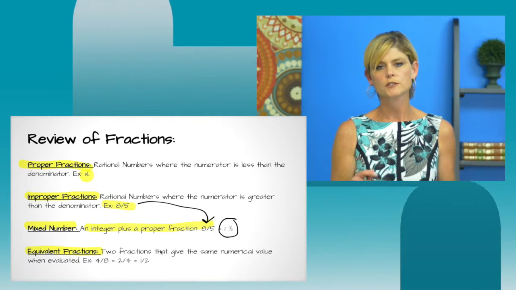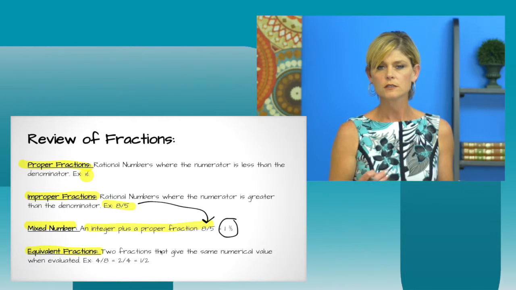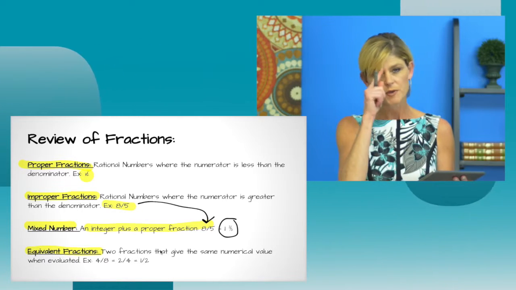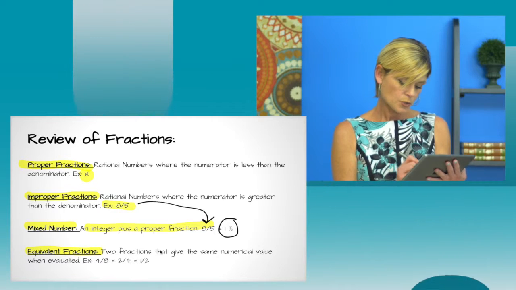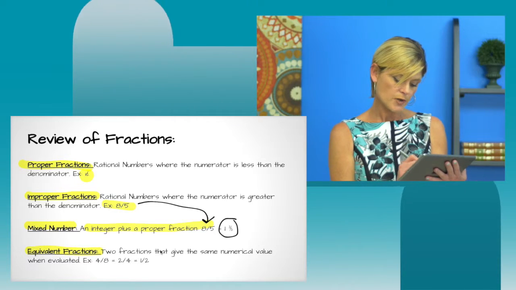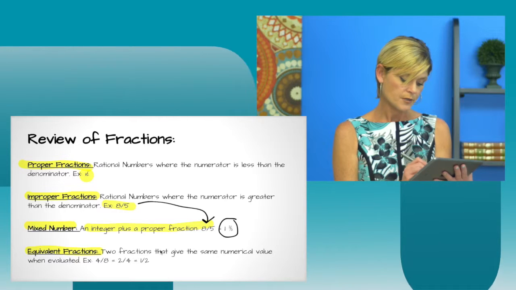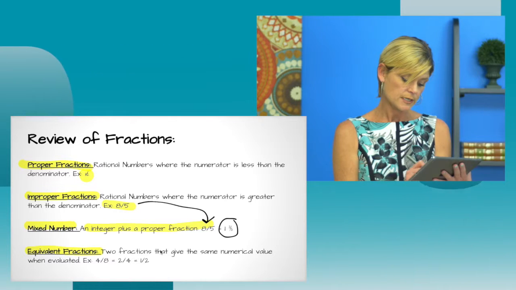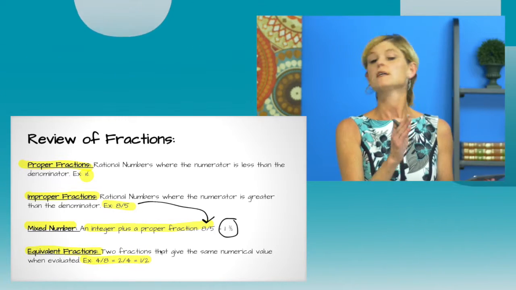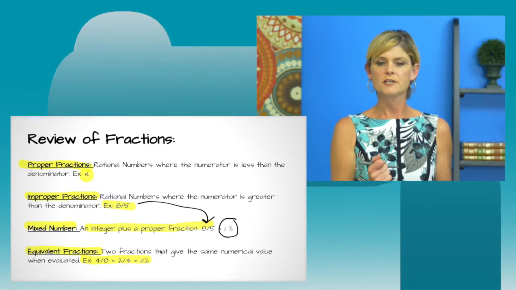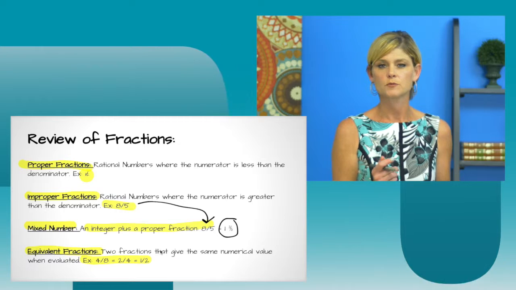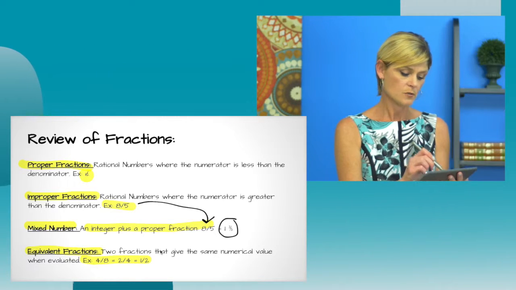And then I just wanted to take a second and talk about equivalent fractions. It's really important that you have a strong working knowledge of equivalent fractions, especially when we're ordering rational numbers. So equivalent fractions are two fractions that give the same numerical value when evaluated. For example, 4/8 is the same as 2/4 is the same as 1/2. In our next video, we'll be looking at some graphics that explain that even a little bit more clearly.